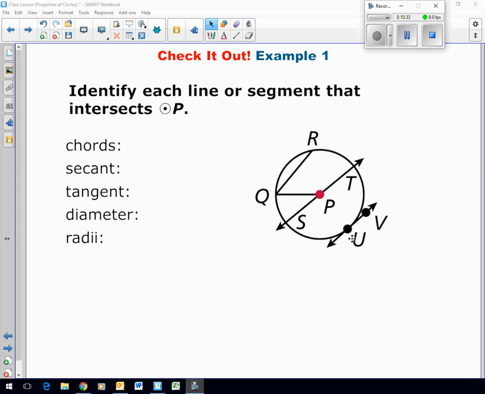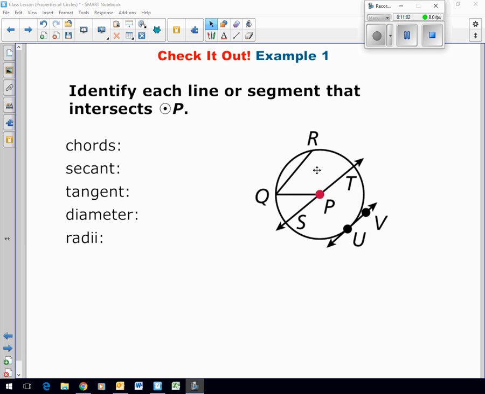Tangent. I'm going to go with UV. That's what I got. It doesn't matter if I call it line segment or line, just UV. The point of tangency would be what? U. Maybe that's why I put V on there, just to make sure y'all understood. U is the point of tangency. V is simply the tangent. It's not the point of tangency. It's just part of the tangent.